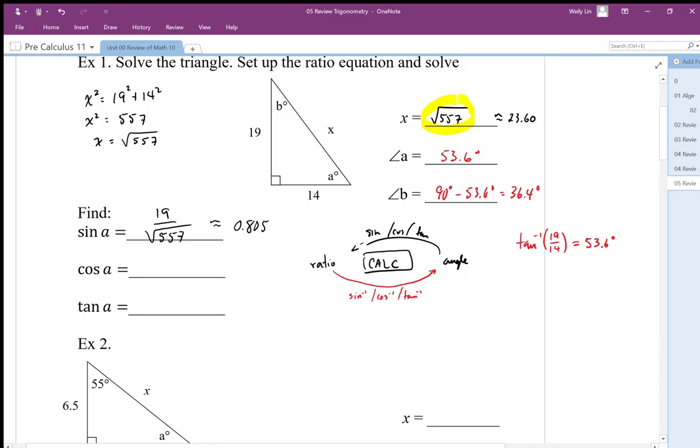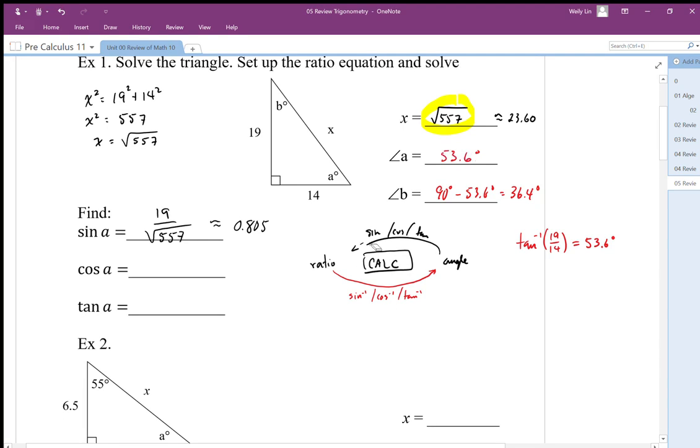Okay. My calculator does this translating. And I can actually get the same decimal by going sine of 53.6 degrees. Sine of 53.6 gives me 0.8048. Okay, so we're off a little bit because of the rounding involved in this 53.6.